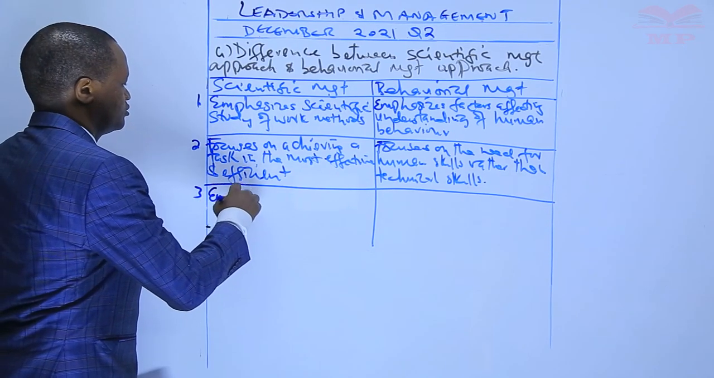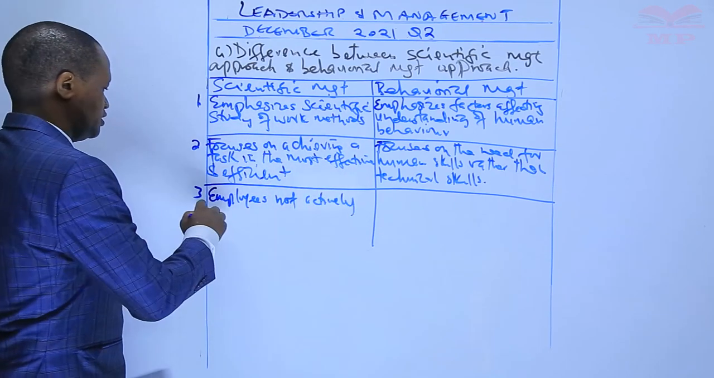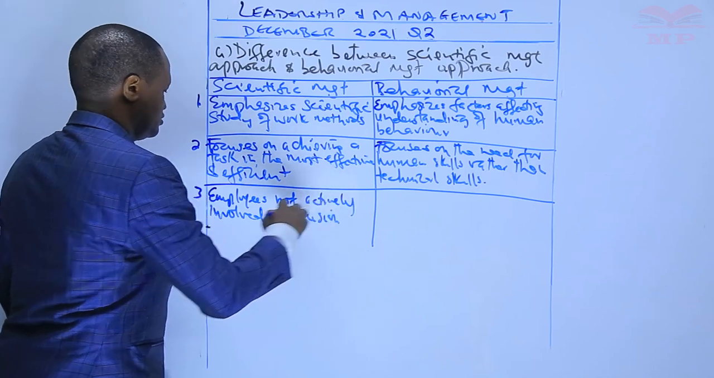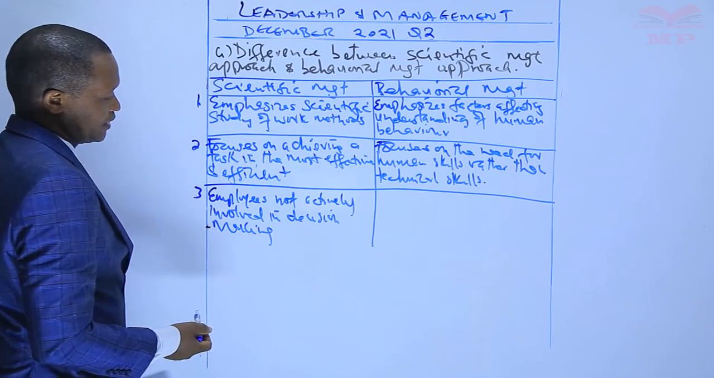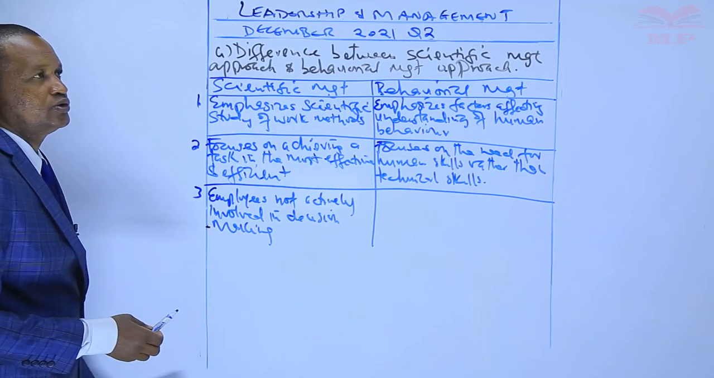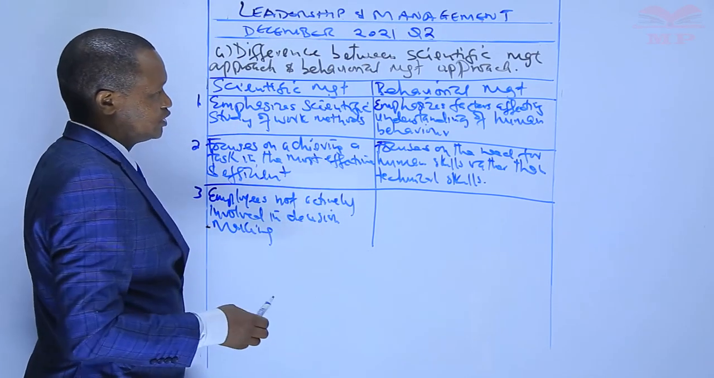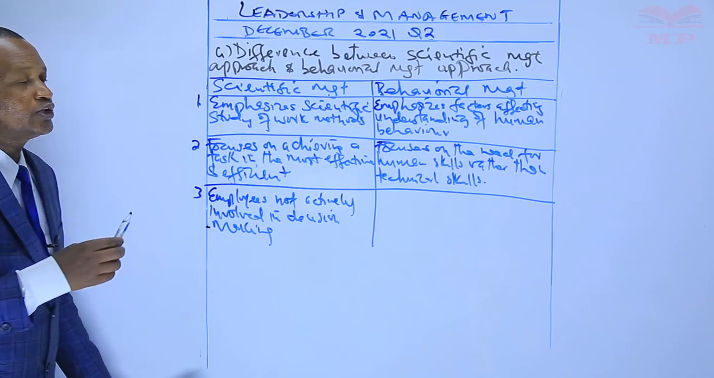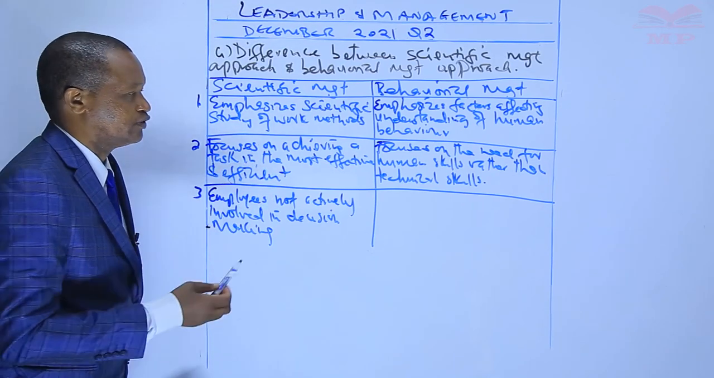Employees not actively involved in decision-making. Under the scientific management approach, employees were not actively involved in decision making. For example, when it came to the selection of employees, the selection under scientific management theory was done scientifically. Jobs were allocated to people or employees without their participation or involvement.